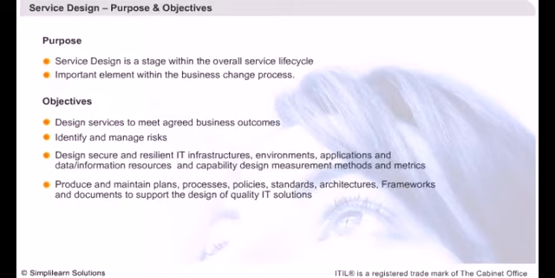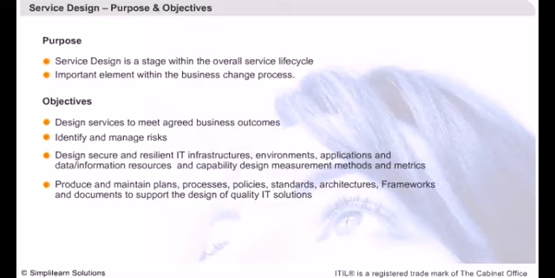In our last few slides, we learnt the basics of strategy. This slide explains the basics of service design. Let us start with the purpose and objectives of design. The service design volume provides guidance for the design and development of services and service management processes. It covers design principles and methods for converting strategic objectives into portfolios of services and service assets.